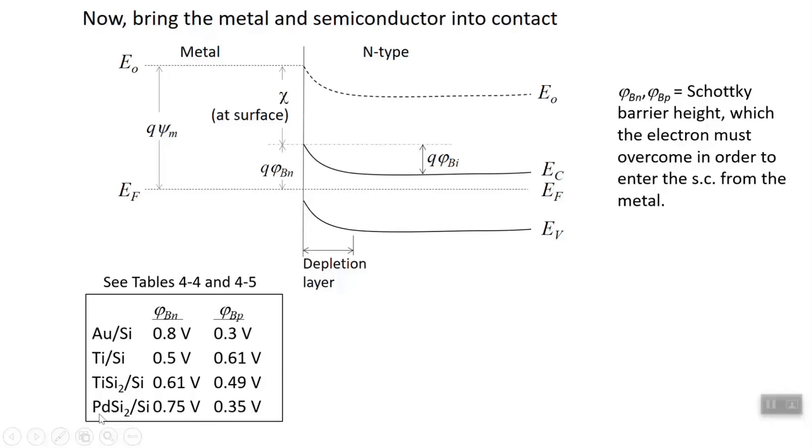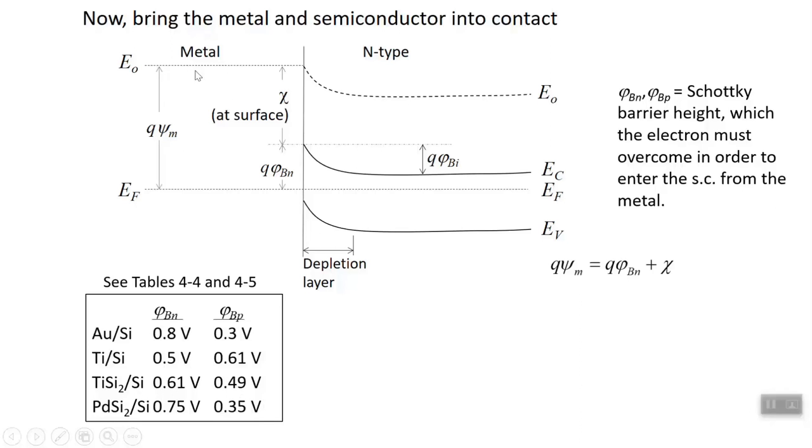I also have silicides, titanium silicide, palladium silicide. Check out these tables for more values, but the reason for silicides is they're often used. If you have silicon and you grow metal on it, you're going to form a silicide layer in between. And so you get these semiconductor silicide interfaces all the time. And so we'll need a tabulation.